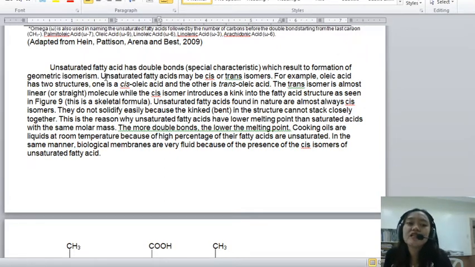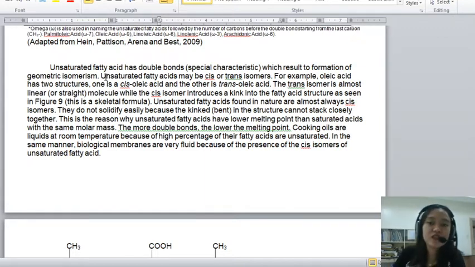So yung presence ng double bonds in unsaturated fatty acids will be the reason for the formation of a geometric isomer. Okay? So for example, your unsaturated fatty acids may be cis and trans isomers. Example natin, oleic acid has two structures. Okay? So, ang unsaturated fatty acids natin class will always have two structures. You have the cis and the trans structure. So, for oleic acid, you have cis oleic acid. And for the trans, you have trans oleic acid.